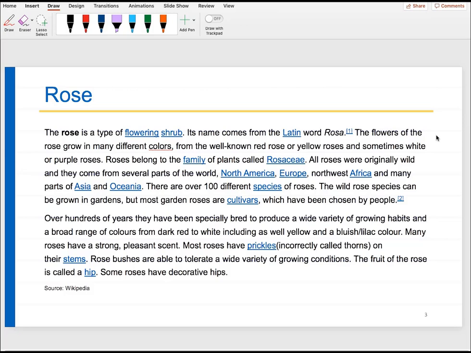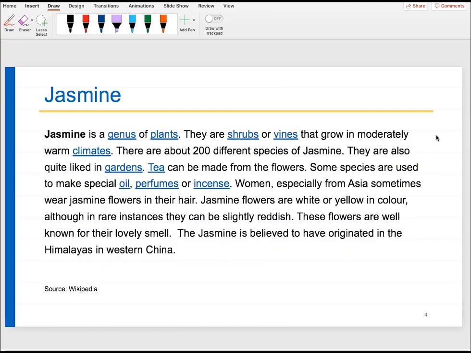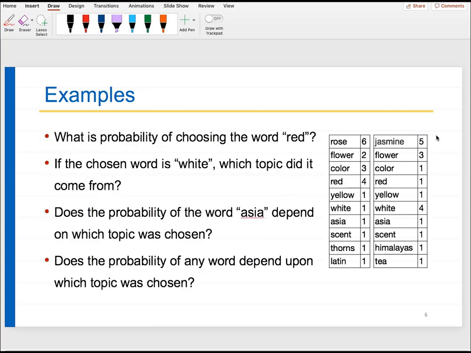Let us say I have got articles. One article is on a topic called roses. It contains many words. I have taken this article from Wikipedia, so it contains many words related to roses. Another article is on Jasmine. This article is also from Wikipedia. It contains related words. Now I can ask questions like, what is the probability of choosing the word red?